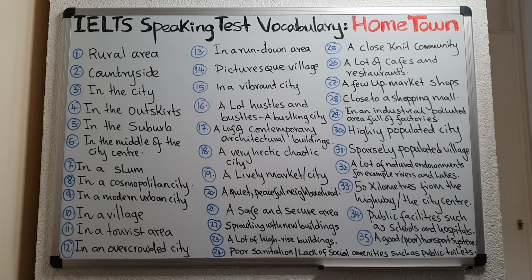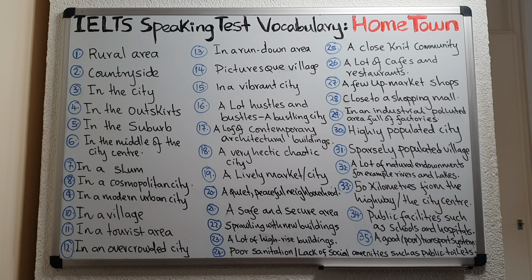So when you live in a city, or if your hometown is close to a lot of natural endowments, it simply means that it's close to a lot of natural resources, for example, rivers and lakes. And if you live in a village, there is a chance that you live close to a lot of natural endowments, for example, rivers, lakes, forests, okay? All the things that nature provides us with. Those are natural endowments. Now, number 33, 50 kilometers from the highway, 50 kilometers from the city center.